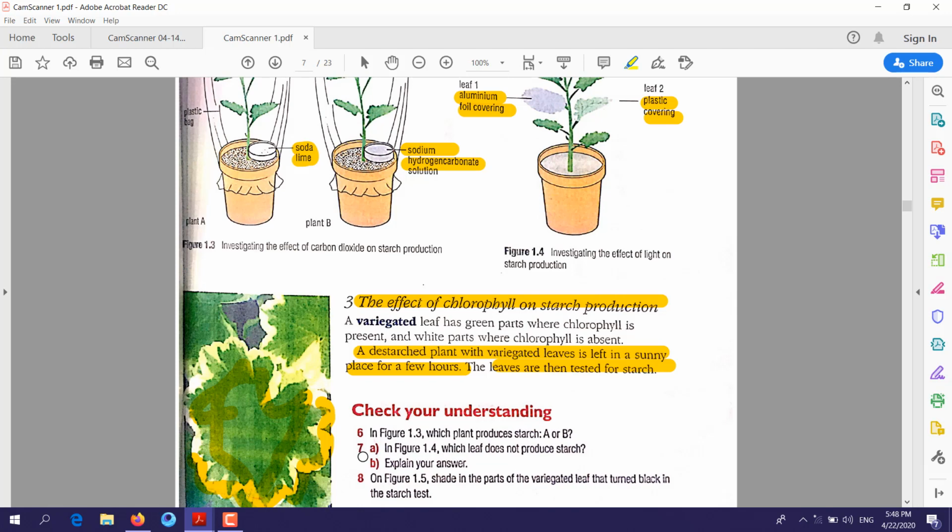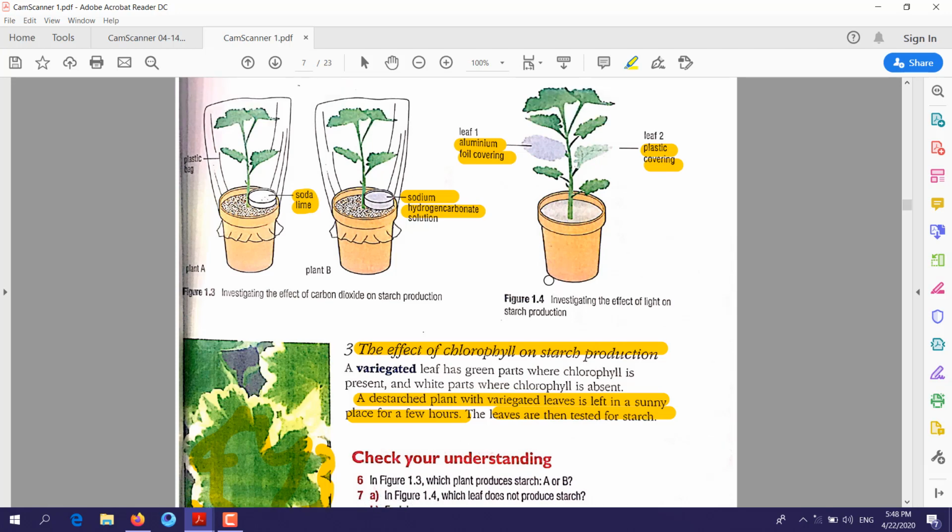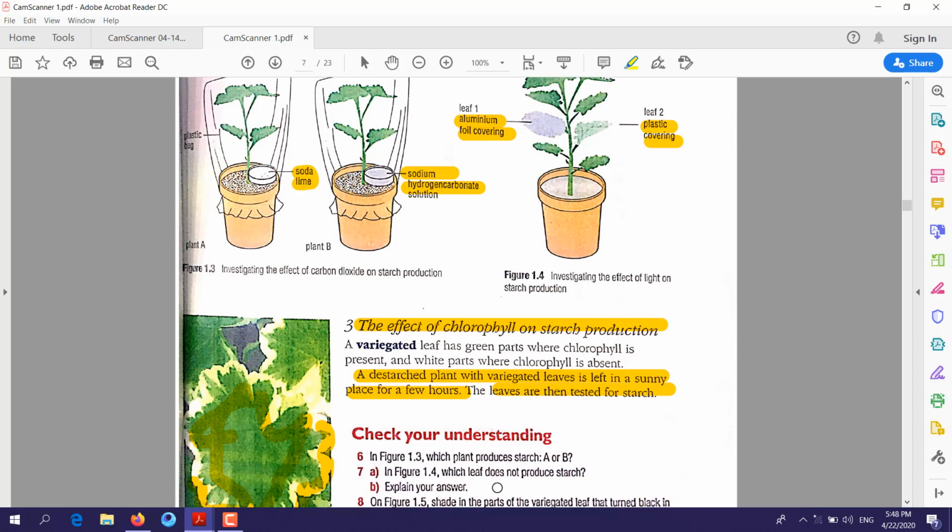Question number 7A. In figure 1.4, which leaf does not produce starch? Which leaf will not produce starch? The answer will be leaf number 1. Explain your answer. The explanation is that leaf 1 is covered with aluminium foil. Aluminium foil will not let the light pass through it, so the leaf will not get light. Because there is no light, there will be no photosynthesis.